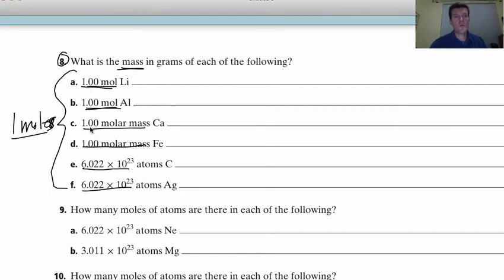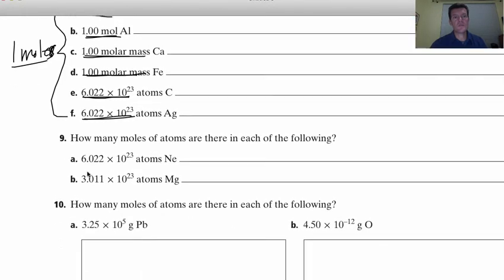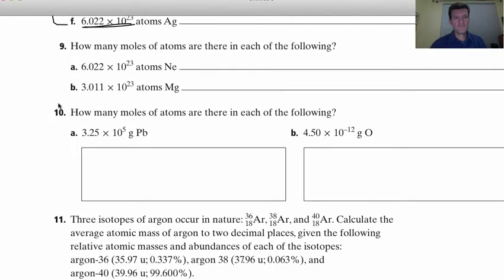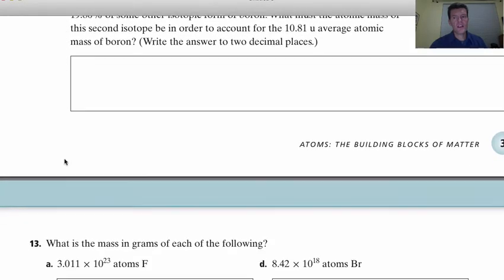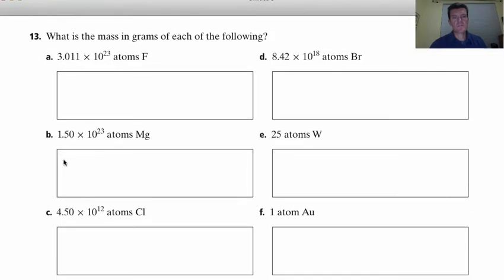What is the mass of 1 mole? What is the mass of that many particles, that many atoms? All of those are saying what is the molar mass. That's what they're all saying. What is the mass of 1 mole? Okay? So try all of these and see how you do, and then let me know if you have any questions. Okay?